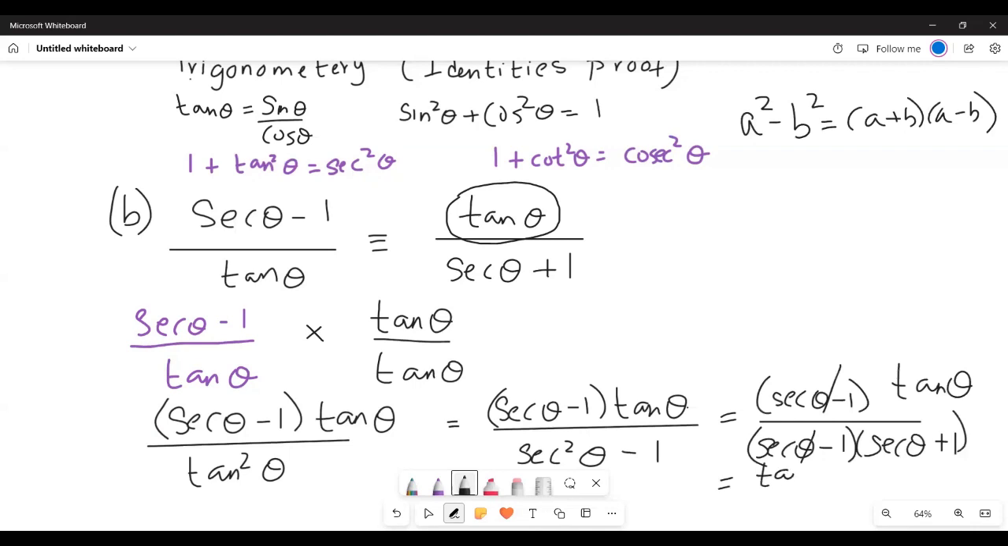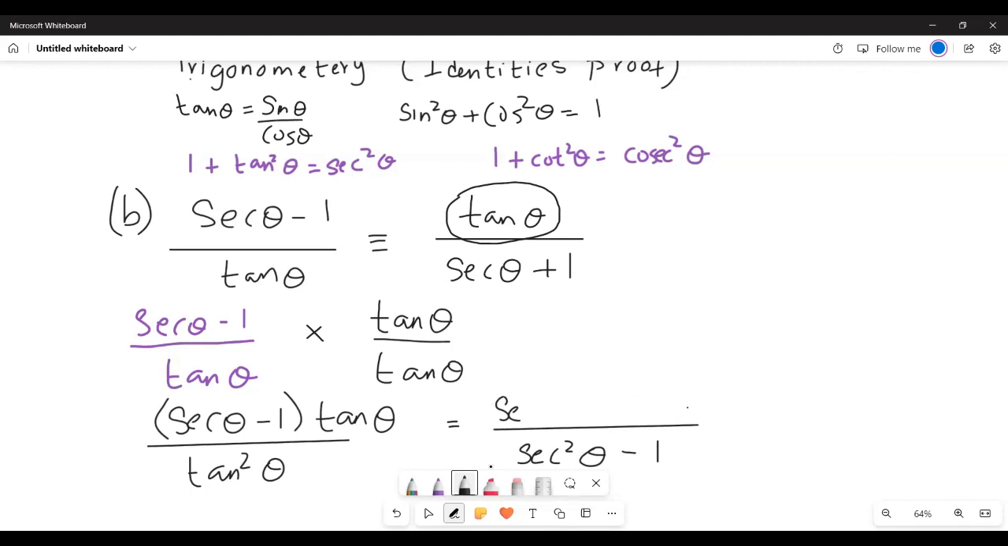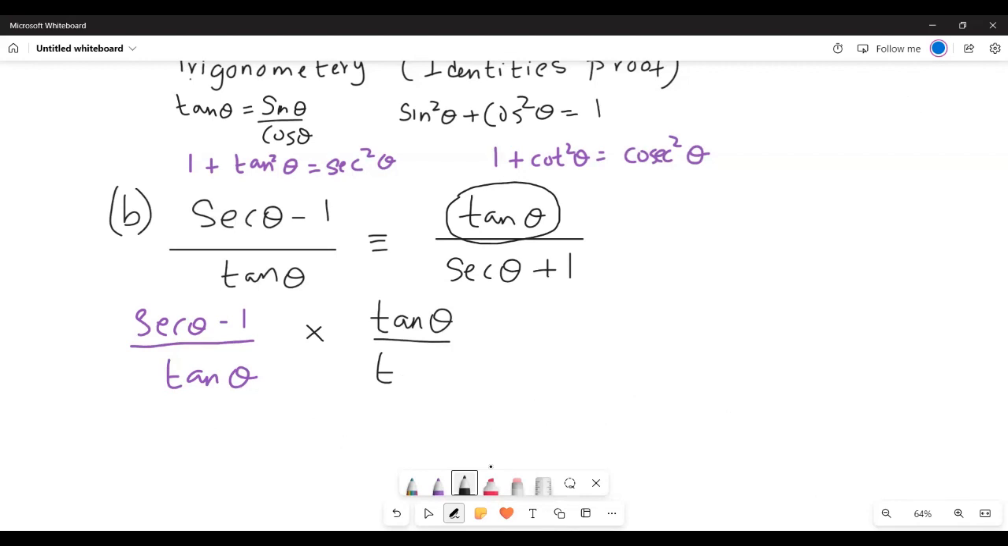This is tan theta upon secant theta plus 1. Done? Let's try it in one more way as well. We have secant theta minus 1 upon tan theta.